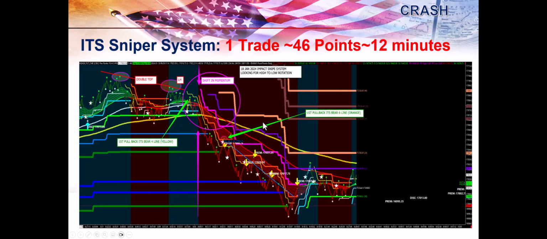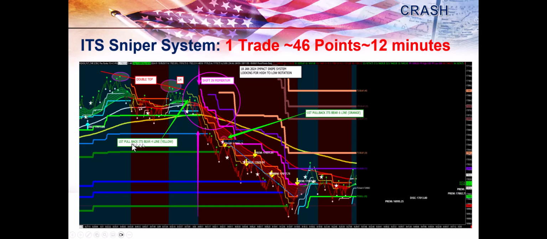All right, one more. We're going to show you from the 18th of January, one trade, 46 points in 12 minutes. Here we get a shift with a double top. We get a shift down to a negative momentum as seen by the color change in the background. We see the building up of the ITS lines, and we can see that these ITS lines end up becoming exponentially sharp down and very close to each other, showing it is a quick, strong, powerful move.